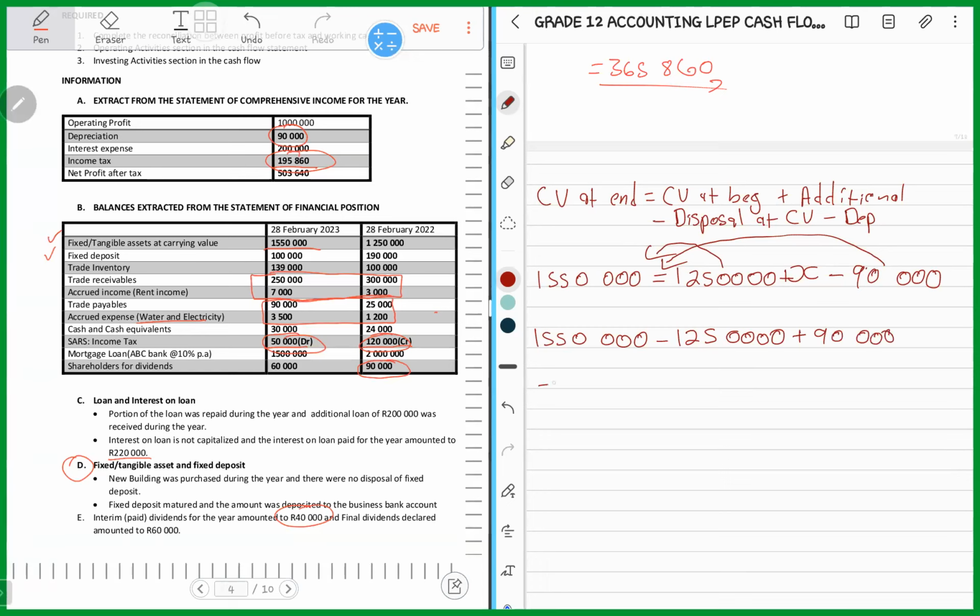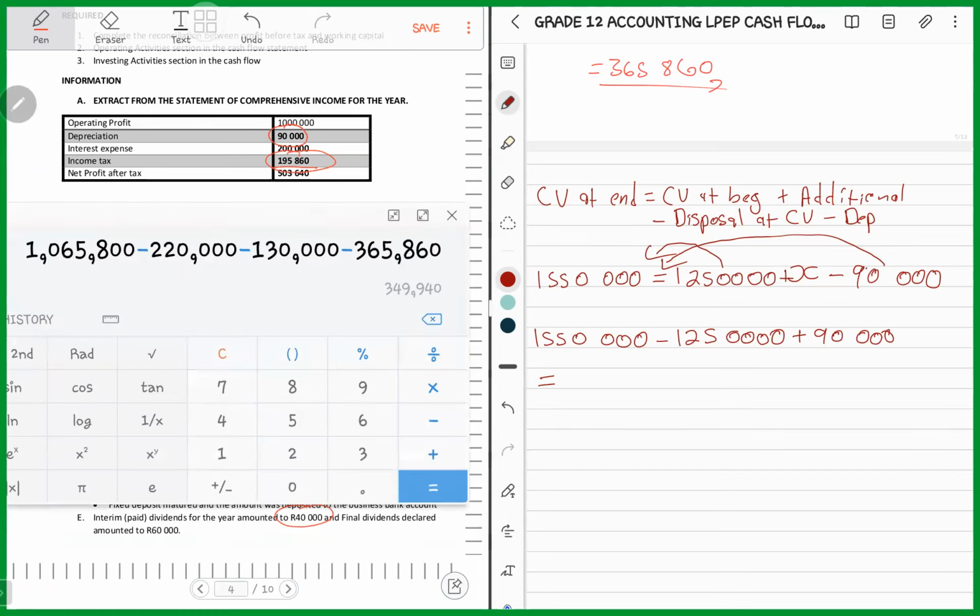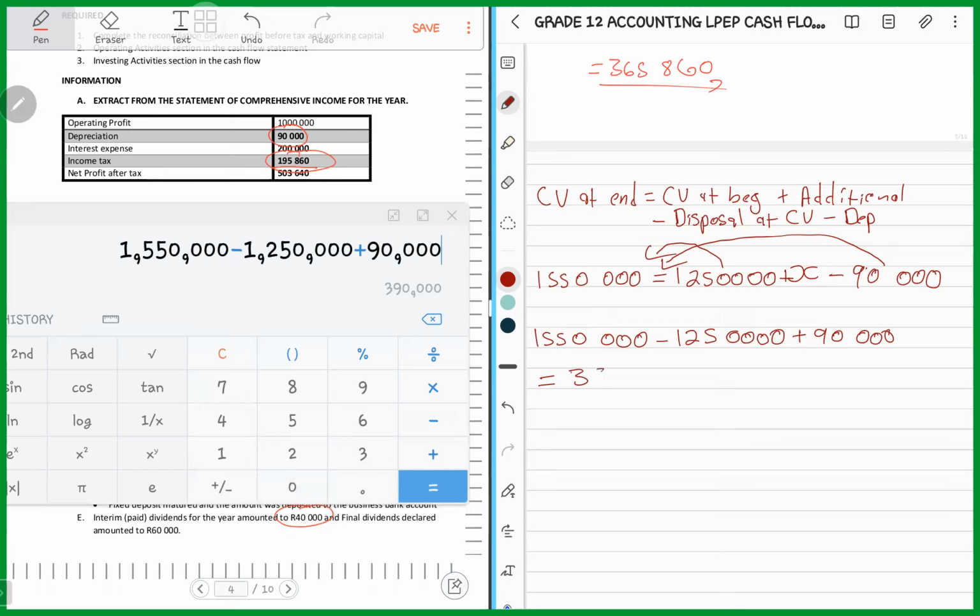So it will be 90,000. Then we're going to find the cost of the additional land and building. So it will be 1,550,000. Then we're going to subtract 1,250,000. Then we're going to add the depreciation of 90,000. That means the cost of the additional land and buildings was 390,000. So you can just use the equation to solve whatever you are trying to find there. We call this the 5 fingers method.